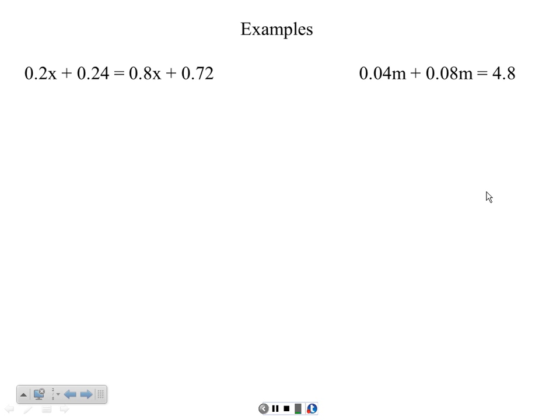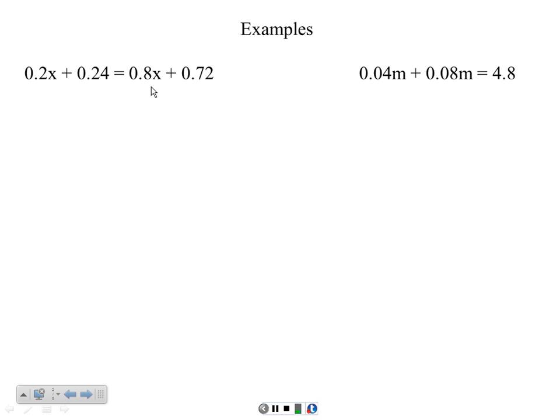So again, you can do one of two things. You can eliminate the decimals by multiplying through by the highest place value, or you can just leave the decimals there and then just use your calculator, which is what I prefer to do. So I'm going to show you both ways with these two problems.